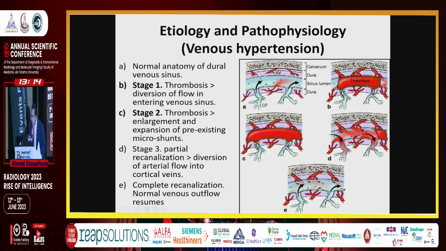A quick review on the pathophysiology: it used to be thought to be a congenital process. Then the venous hypertension theory was developed. First, there's thrombosis of the sinus with diversion of the flow entering those venous sinuses, allowing an enlargement and expansion of the pre-existing microshunts. Then there is recanalization and diversion of the arterial flow into the cortical veins.